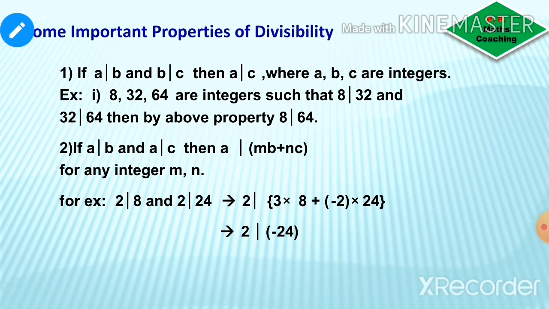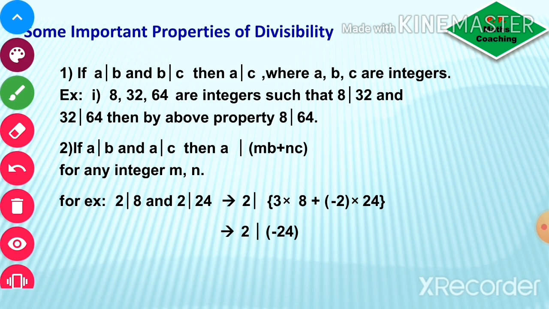The first example: 8, 32 and 64 are integers such that 8 divides 32 and 32 divides 64, then by the above property 8 divides 64. Okay, we will solve many examples by using this first property.